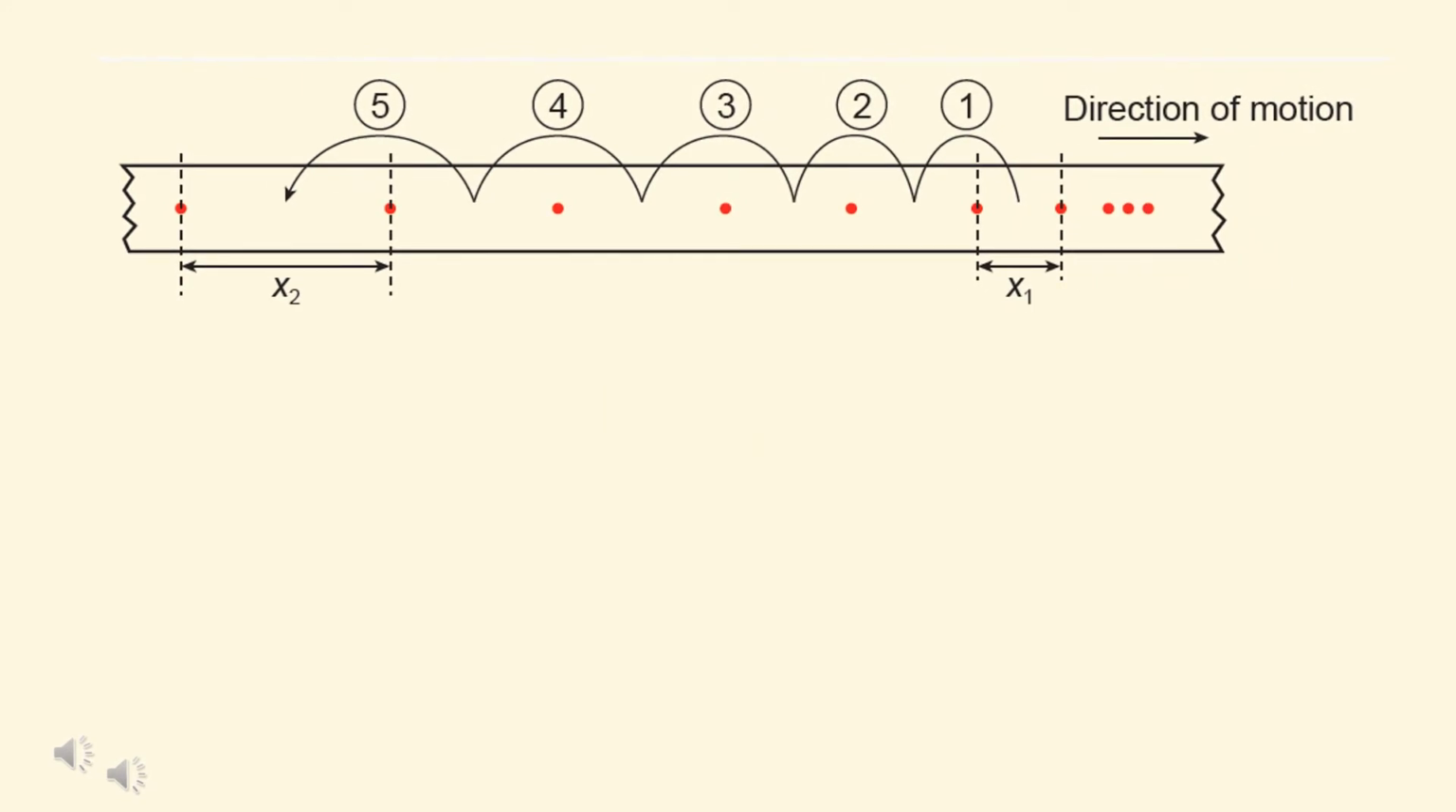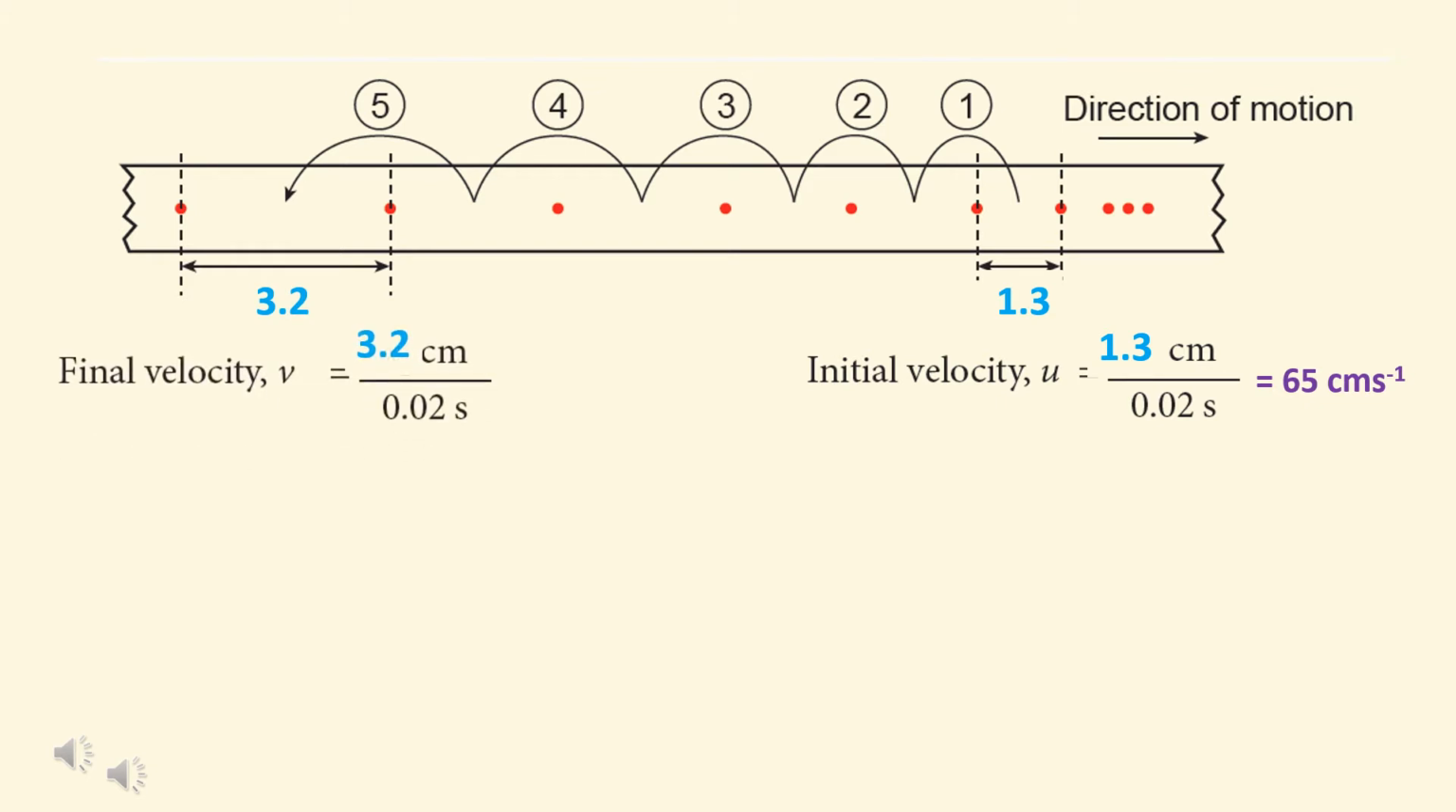In this example, the first tick is 1.3 centimeters. So, the initial velocity is 1.3 centimeters divided by 0.02 seconds, equal to 65 centimeters per second. The displacement for the fifth tick is 3.2 centimeters. So, the final velocity is 3.2 centimeters divided by 0.02 seconds, equal to 160 centimeters per second.